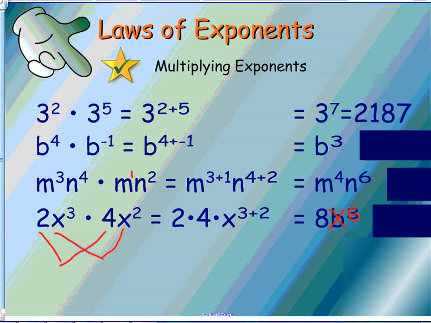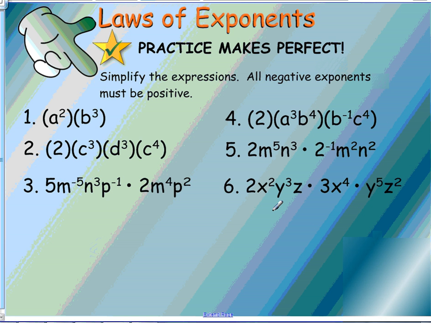All right. So what I'd like you to do is look at some of these problems. So in this case, we have a to the 2nd power times b to the 3rd power. Since they have different bases, can we combine them? No. So my answer is just a squared, b cubed. That's it. Can't simplify it any more than that. Okay?